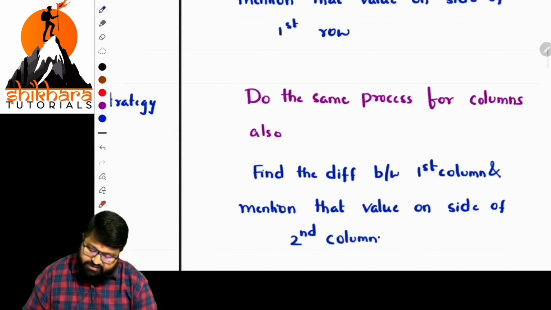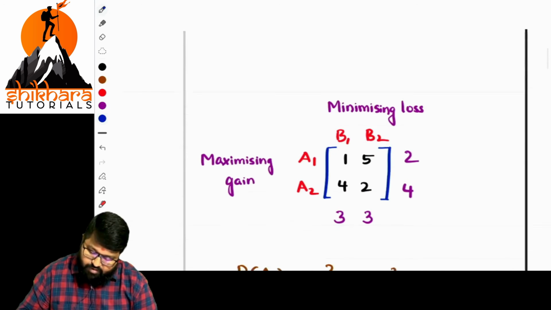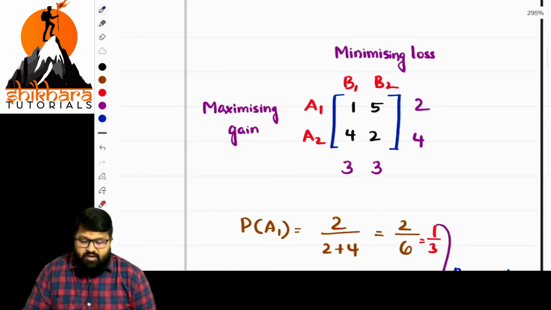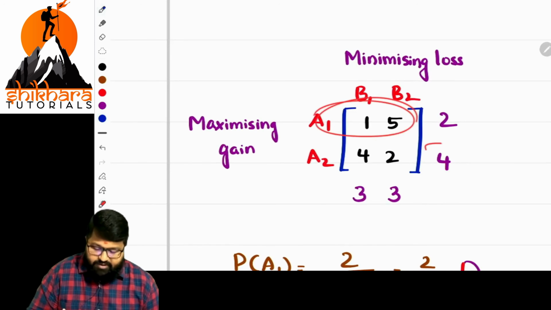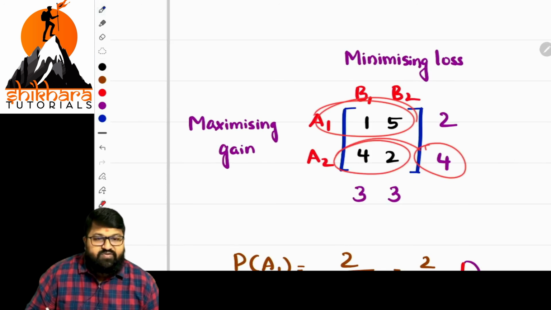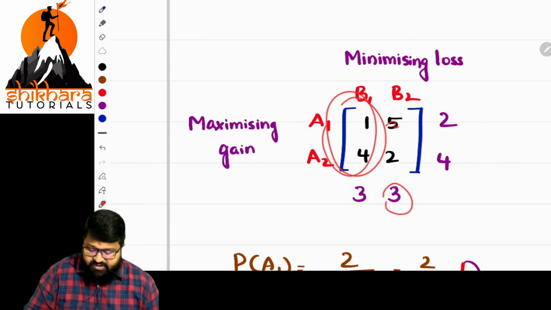Now let us go step by step. Done. Okay. Sir, I found the difference between these two values. What is the difference, sir? 4. I have mentioned it here. And between these two values, the difference is 2. I mentioned it here. What is the difference between these two values? 3. I mentioned it here, and here it's mentioned.